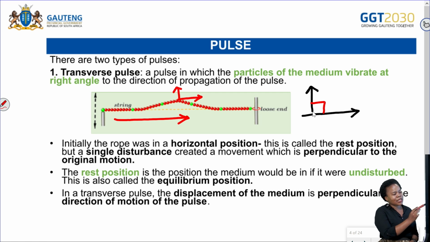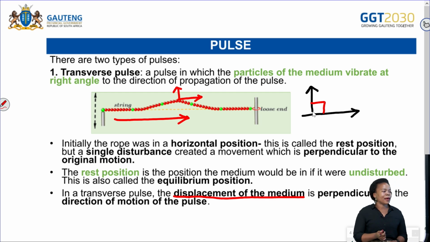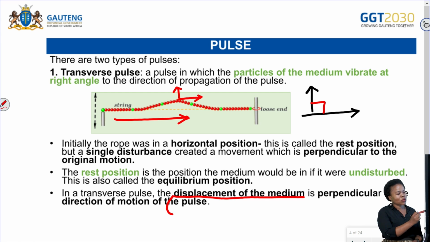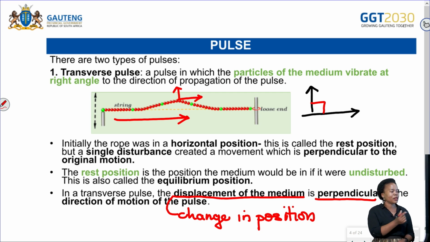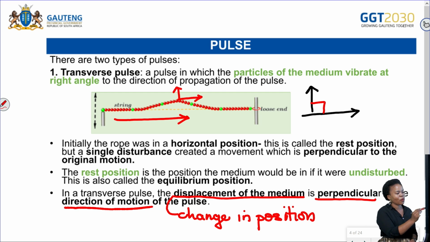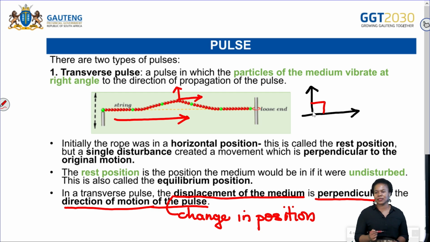What we're saying is the displacement of the medium. Remember, the word displacement refers to the change in position. So as your medium changes position in a perpendicular manner, it changes position perpendicular to the direction of motion of the pulse, hence causing the particles in the medium to vibrate at right angles.